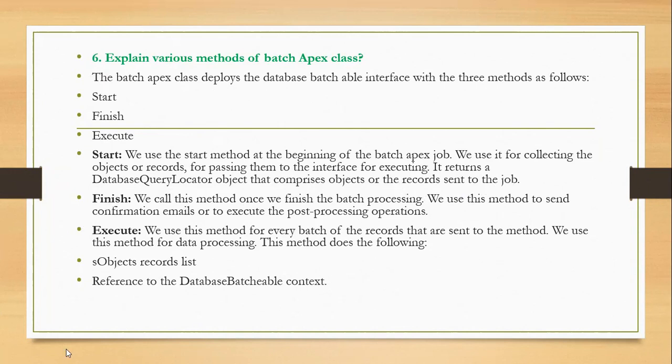Finish: we call this method once we finish the batch processing. We use this method to send confirmation emails or to execute post-processing operations. Execute: we use this method for every batch of records that is sent to the method. We use an object records list, referencing the Database.BatchableContext.